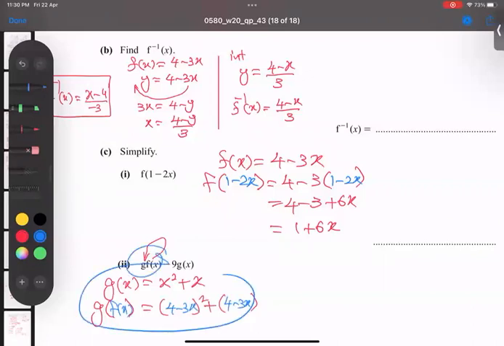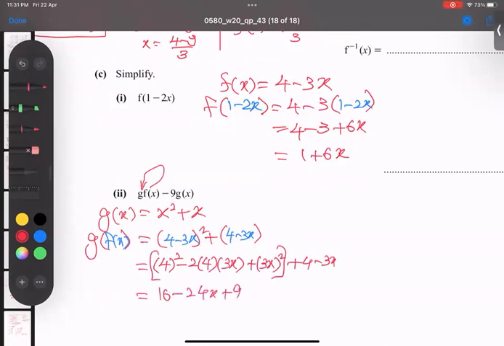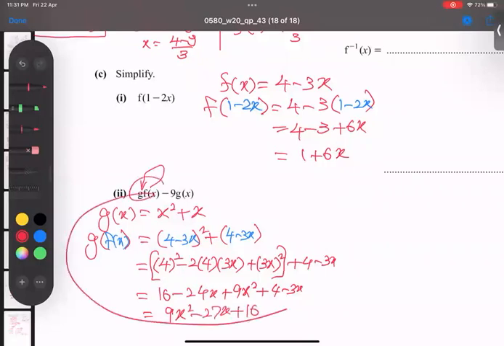This part is over. I did not touch this part. Okay. So first of all, I will solve it. If I solve it, you have to use the squaring identity: first term square, 2 into first term into second term, and plus second term square. And this plus 4 minus 3x as it is. Expanded, here I got 16, 2 for the 8, 24x, and 3 square, 9x to power 2, plus 4 minus 3x. And here I'm getting 9x to power 2 and negative 27x and plus 16. This is the answer for the first part.